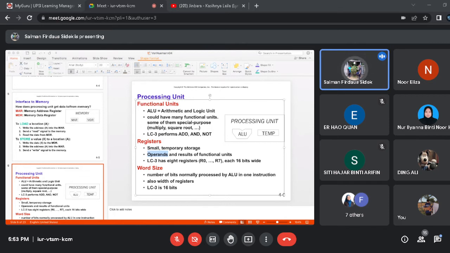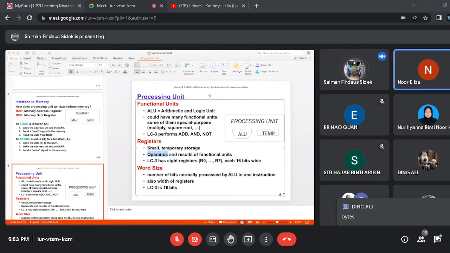A word is the number of bits normally processed by the ALU in one instruction. Excel. Come on, I'm waiting. Nur Eliza, are you there? You use Microsoft Excel? Yes, sir. What do you think? We're just chatting. Do you feel afraid when I say your name? No? Okay, good. What would you answer if I asked that question? Computer. Okay, thank you.